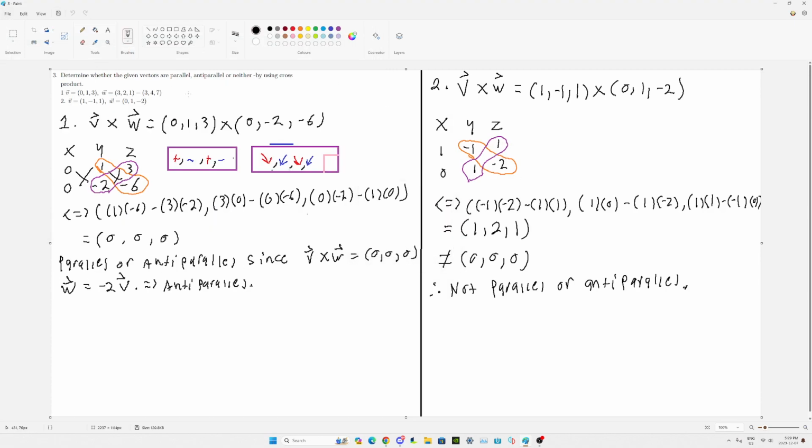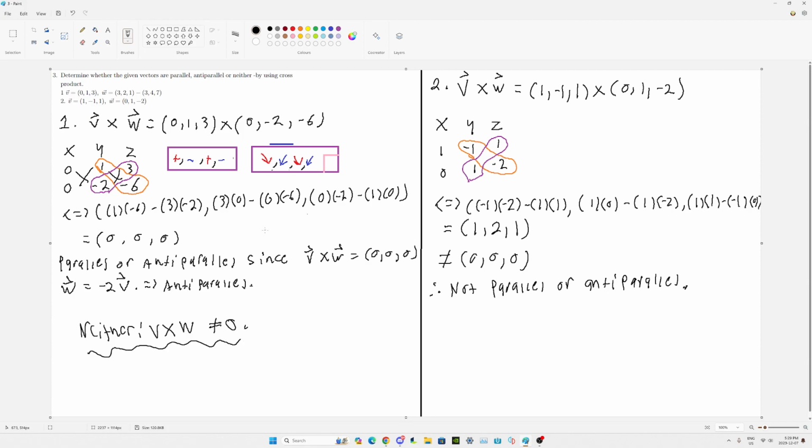Next, determine whether the given vectors are parallel, antiparallel, or neither by using the cross product. So I'm just going to write the neither out. Neither is such that we have v dot w, right, is not equal to 0. So that's the little case there.